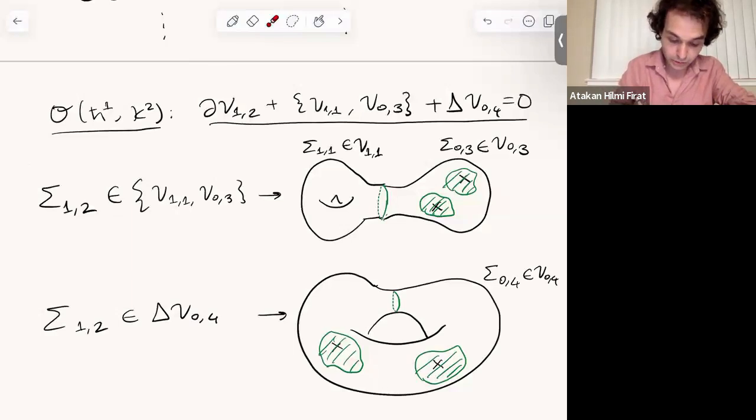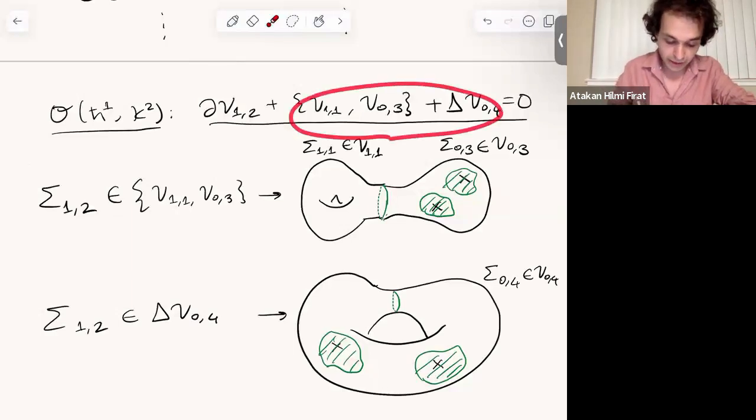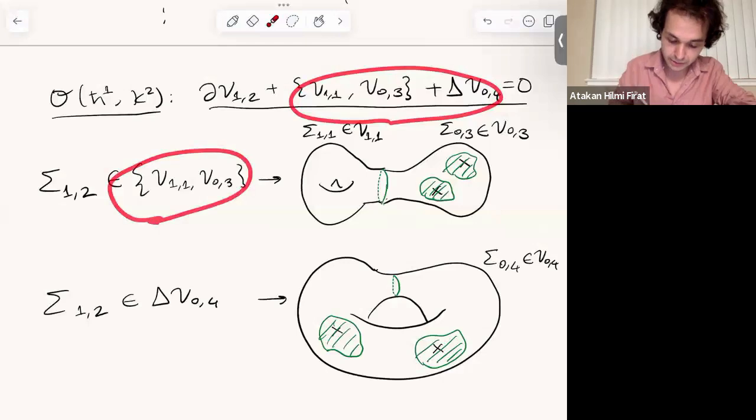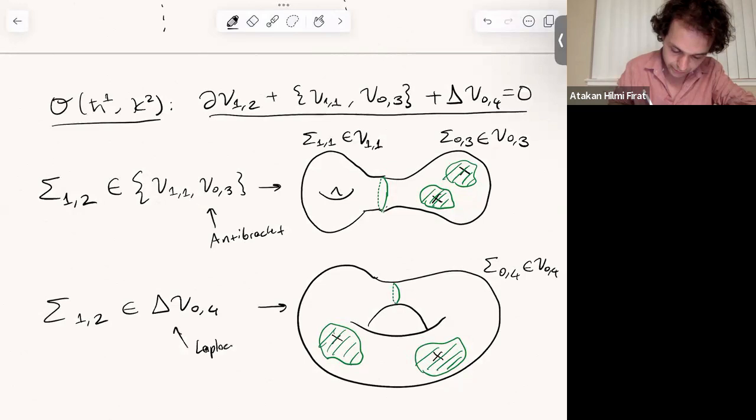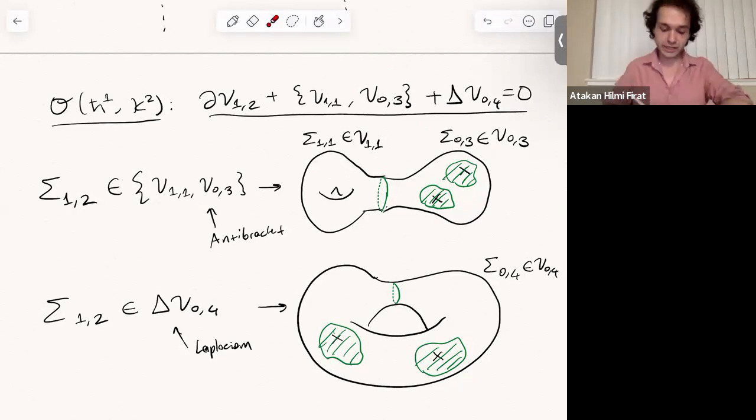So you say that, okay, these are some sets. And for example, if your surface is in this set, by the way, this operation is called anti-bracket. And this is called Laplacian. And the way they are defined is essentially that you're taking surfaces, they're defined on the sets, on the string vertices, and they are defined in a way that you're taking surfaces from here, you're taking surfaces from here, and then you're identifying them with the collapse propagator.